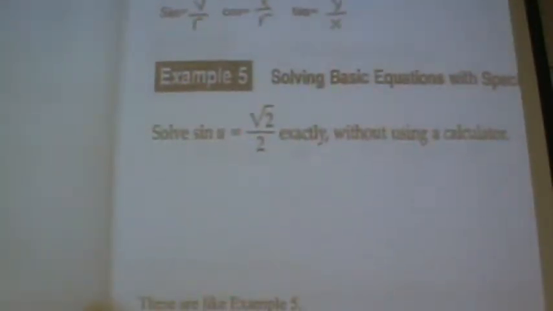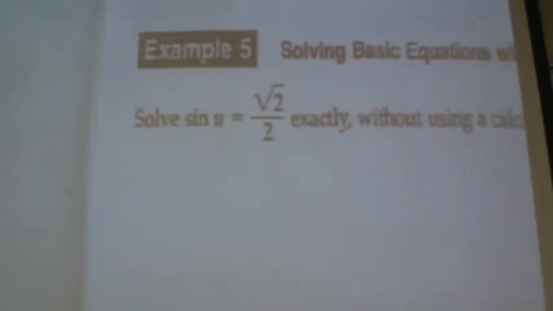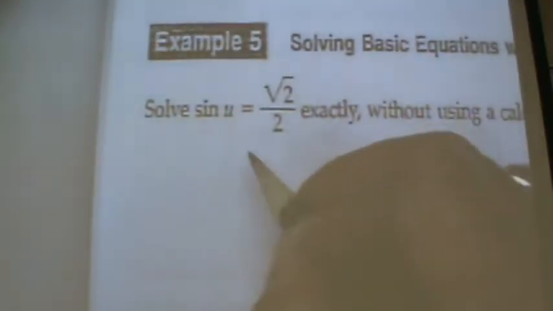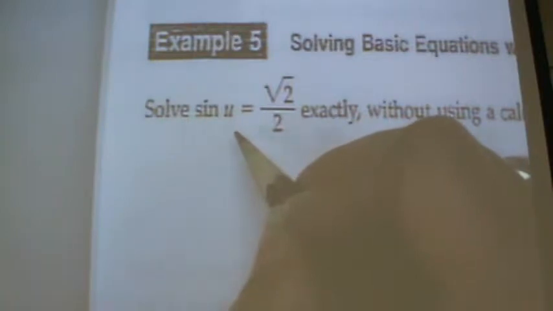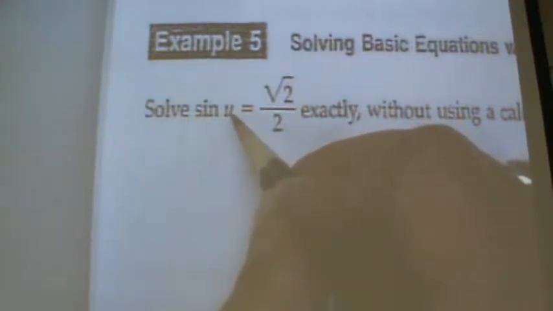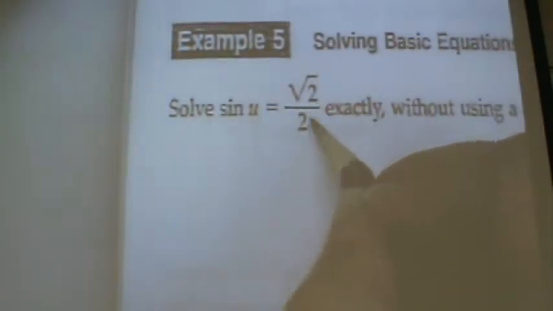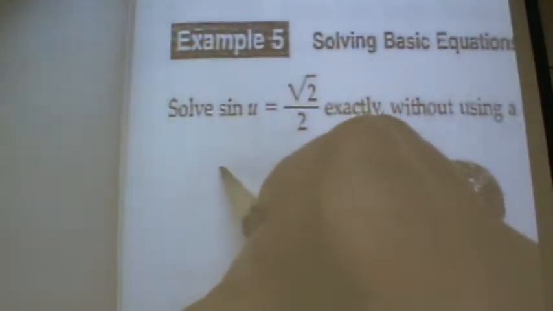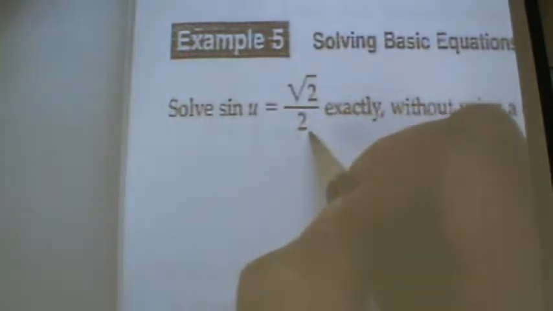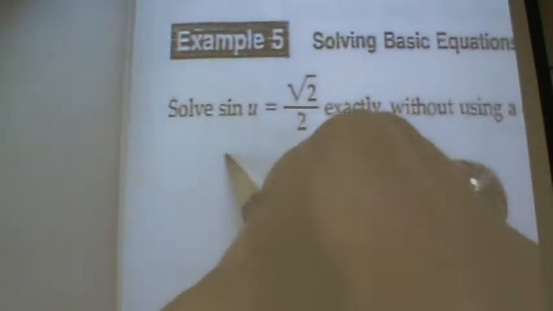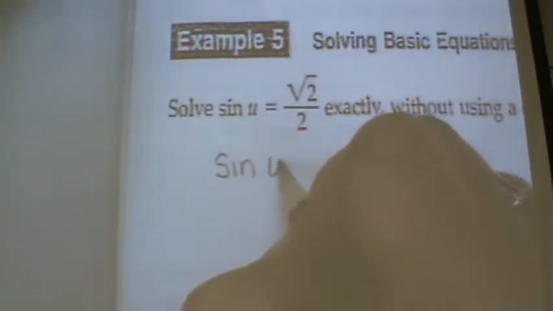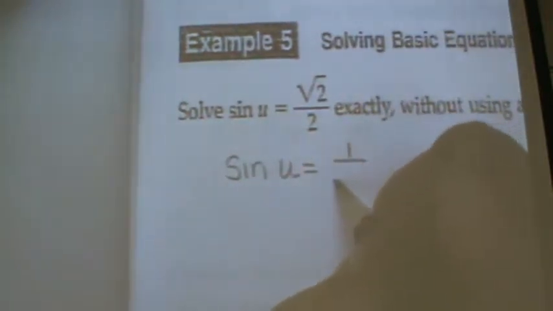Now, watch me do this problem. Example 5. So, we are solving for u. I want to know what angles, I should say, in this circle right here, what angles give me a root 2 over 2 ratio? What angles give us that opposite over hypotenuse is a root 2 over 2? Well, what I like to do is unrationalize this.